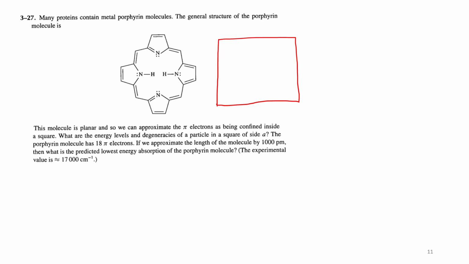So we expect there would be some degenerate states. What are the other information that is given? It is given that the porphyrin molecule has 18 pi electrons. Now see, there is actually a contradicting statement.